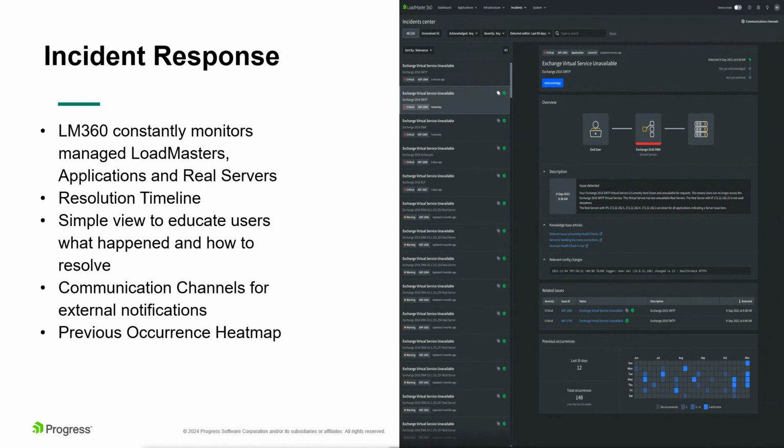We have related issues, previous occurrences, all the information you need to understand straight away what may be the cause of the issue, or really gathering just more information to help identify where the problem is.